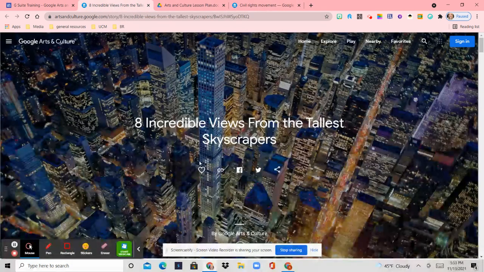This is another one that I typically show a lot, 8 incredible views from the tallest skyscrapers. I actually do this with various math lessons. I will pull up an image to help guide their questions. You can build math problems around any of these images. Typically, I use the skyscraper ones for volume. For measurements, we talk about how you would measure this, what would be appropriate measurements, things like that, just to get the conversation sparking. But it's still a fun and engaging way for them to be involved in the math.